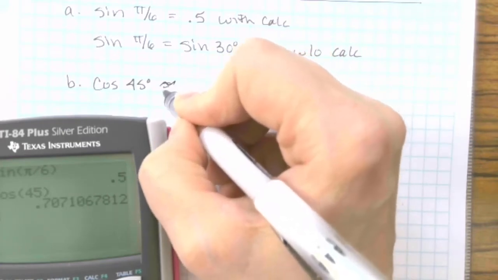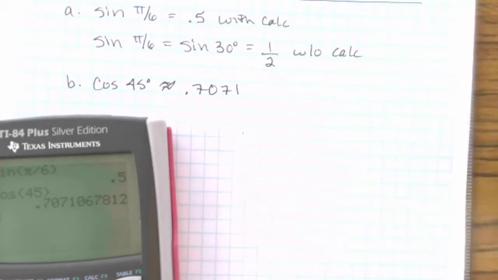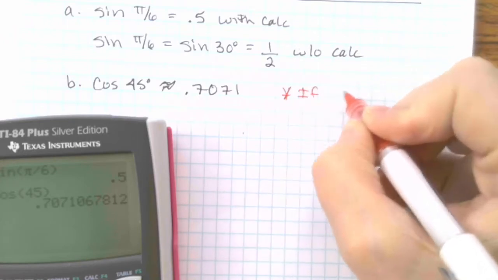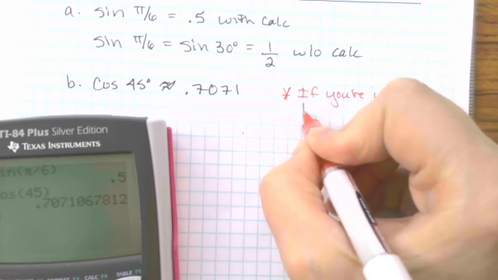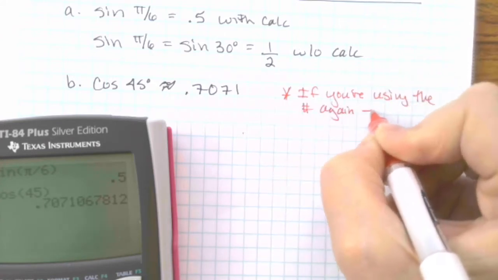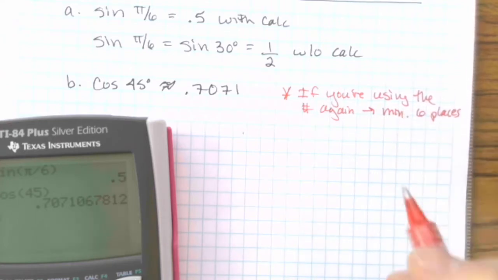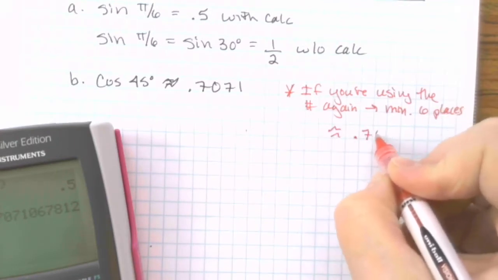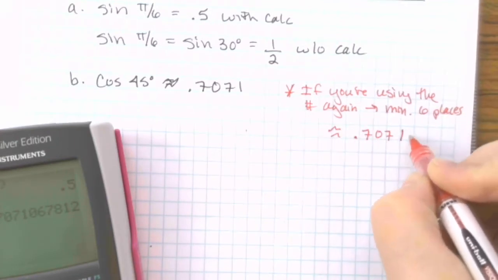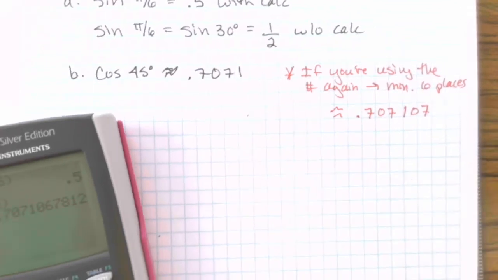So we're going to round this to 0.7071. And then again, I'm going to put this in red. If you're using the number again, you want to go a minimum of 6 places. That's not even like the maximum. That's a minimum of 6 places. So in that case, it would be 0.707107 when you round it. That's what you're going to want to write down so you can use it.